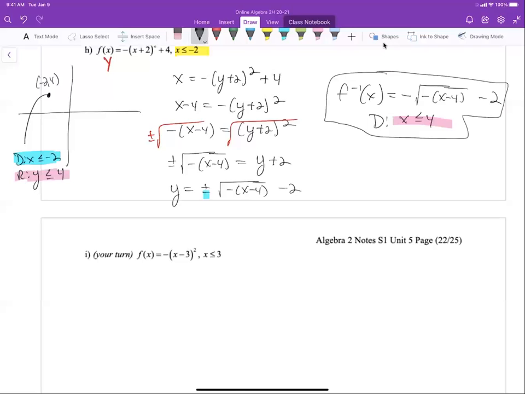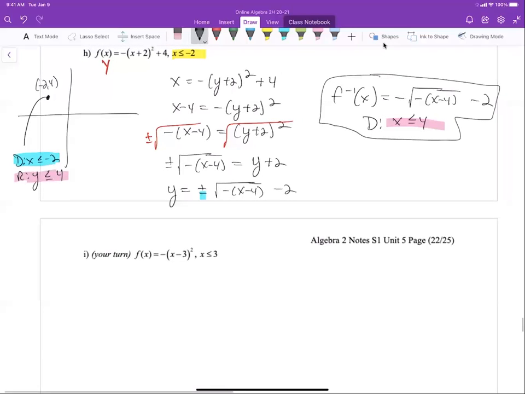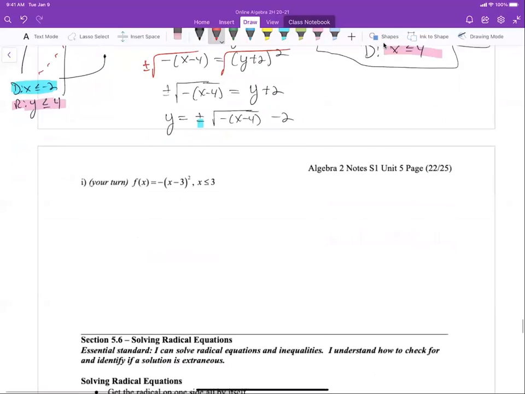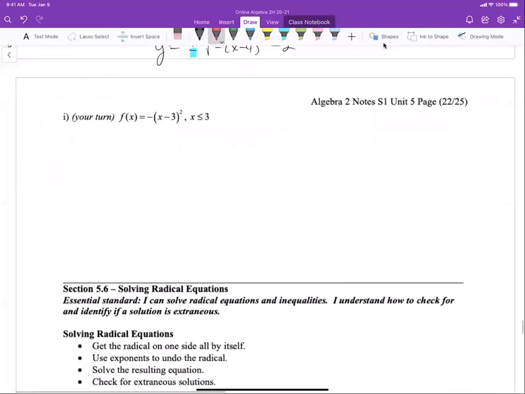We could graph it, and it will look something like this: 4, -2, reflected across the x and y axis. It is a reflection across that y equals x line. It's not perfectly to scale, but that's what it looks like. Let's try one more and we're done. This is a tough one, I agree.